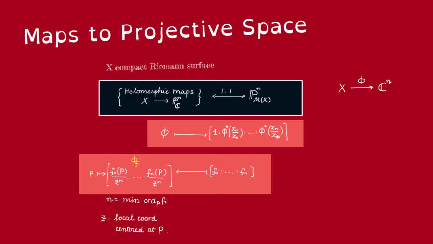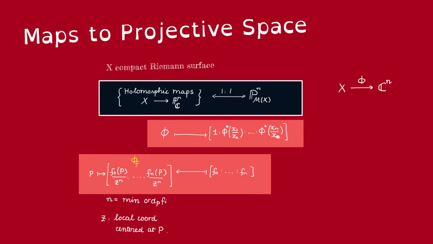So today we're going to talk about maps from a compact Riemann surface to the projective space, and this will generalize to maps from algebraic curves over any field, not just over C, to projective space. So we want to give three ways of viewing this. We want to view these maps in terms of tuples of meromorphic functions. We could also view them in terms of linear systems, and the third way is to view them in terms of line bundles. But in this video, we're just going to discuss the first viewpoint.